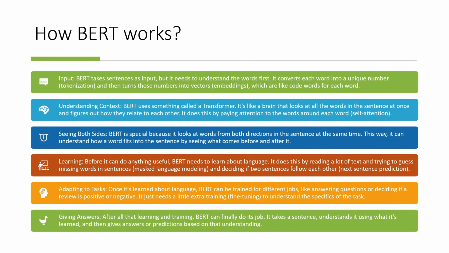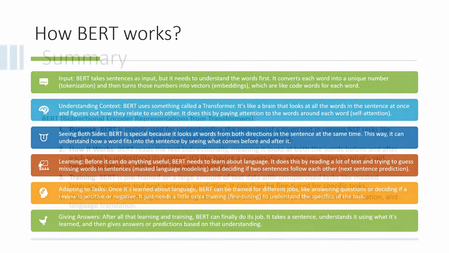And finally, it gives you answers. After all the learning and training, BERT can finally do this job and it can take a sentence as input and understand very clearly using what it has learned, and finally it gives answers or predictions based on understanding. That is it. It takes input, it understands the context, it sees both the sides, it learns, it adapts to the tasks, and it gives you answers, and that's BERT for you.